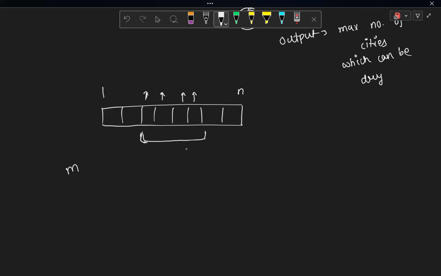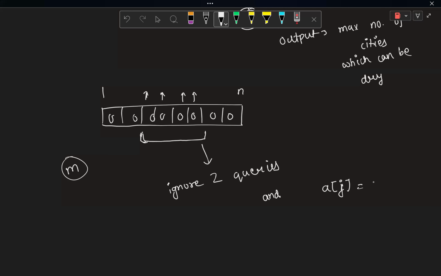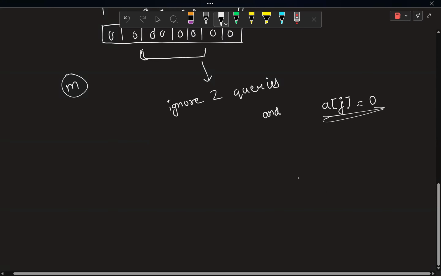Yeah, and what you can do is, out of these m queries, you can ignore 2 queries and want to maximize. Initially, everything was 0. In every query, it was being incremented by 1. And at the end, what you want is the maximum number of elements in the array which are 0. So that's what you want to have.